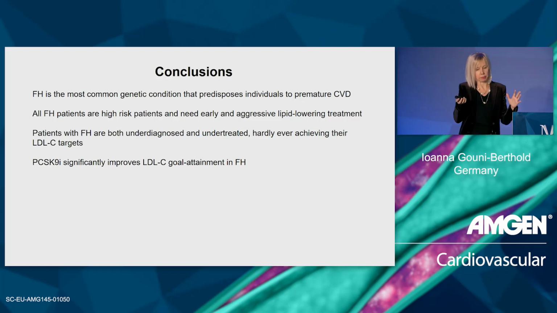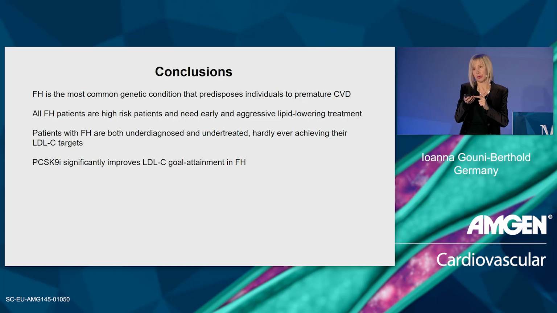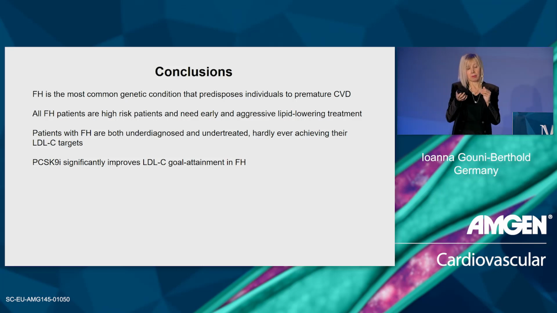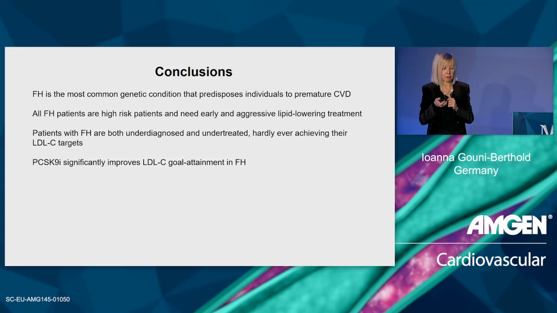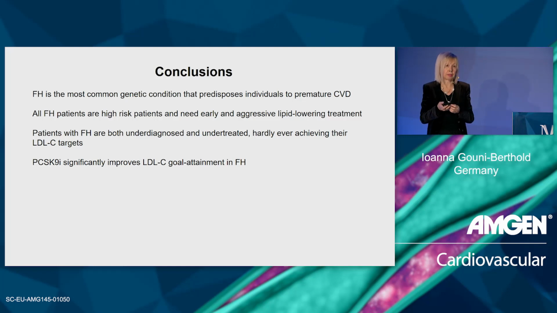So I have just 4 little conclusion points. FH is the most common genetic condition that predisposes individuals to premature cardiovascular disease. And you cardiologists can be the first people that see these individuals. All FH patients are high-risk patients and need early and aggressive lipid-lowering treatment. Patients with FH are both underdiagnosed and massively undertreated, never or hardly ever reaching their LDL cholesterol targets, and now we are lucky enough to have 2 PCSK9 antibodies that help these unlucky individuals achieve their LDL cholesterol targets.